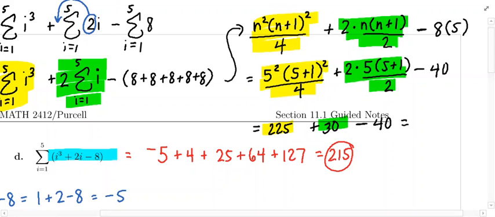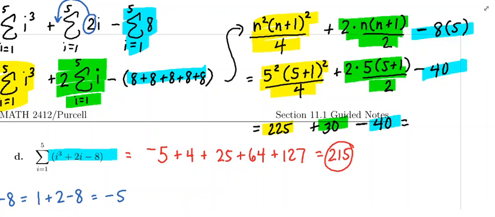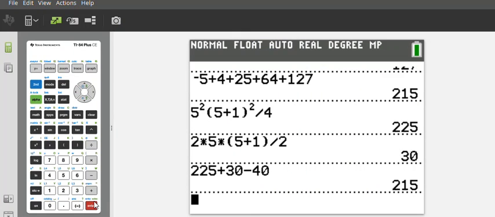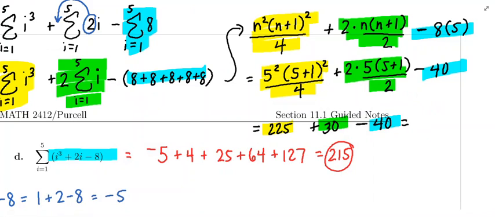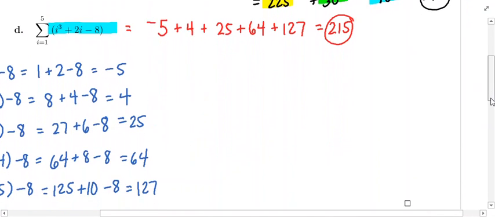Let me color code this. All right, so to get our final answer, we need to do 225 plus 30 minus 40. And lo and behold, we get 215. 215 is what we had already gotten by just computing each term individually and then adding them up.